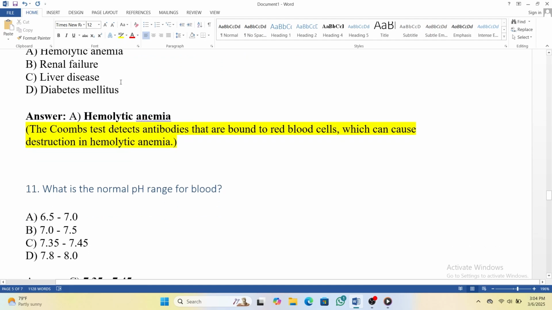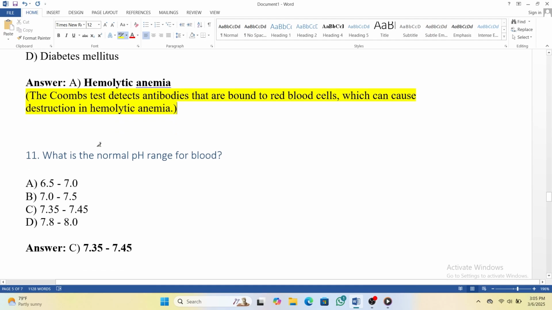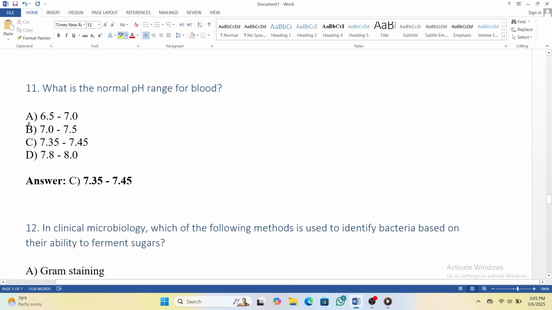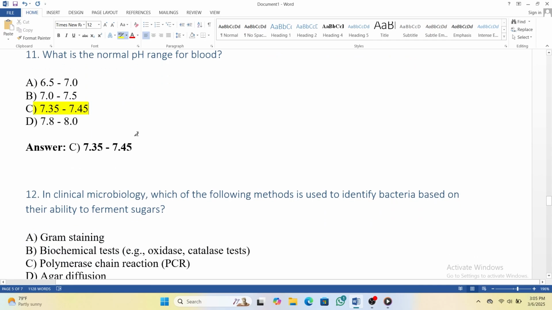11. What is the normal pH range for blood? A. 6.5 to 7.0. B. 7.0 to 7.5. C. 7.35 to 7.45. D. 7.8 to 8.0. Answer: C. 7.35 to 7.45.